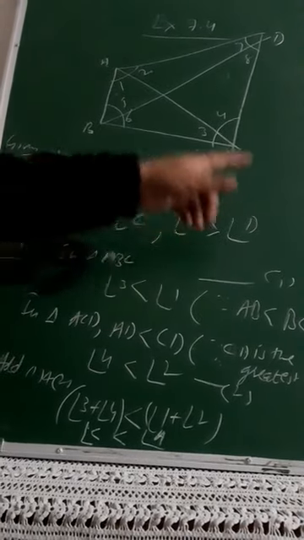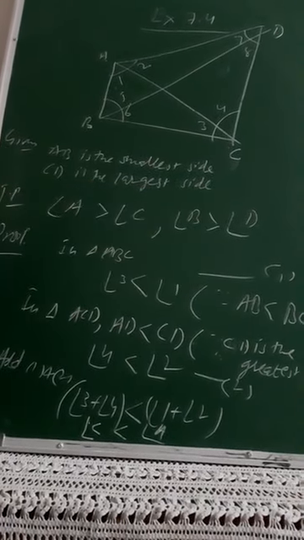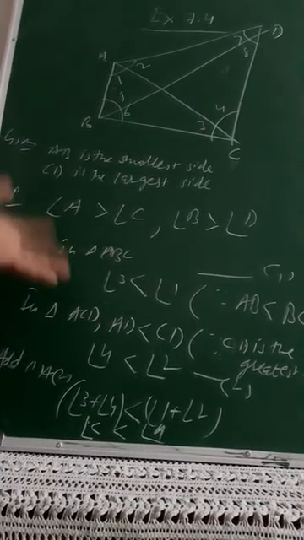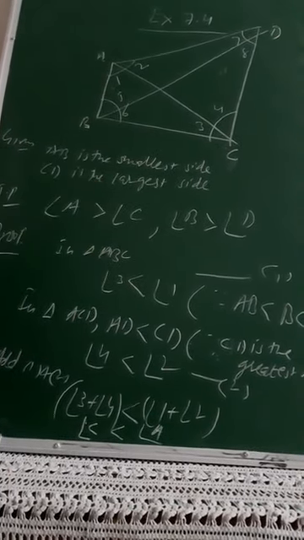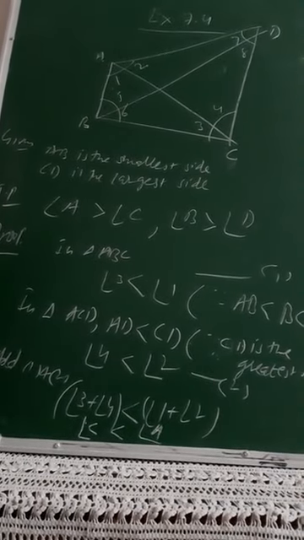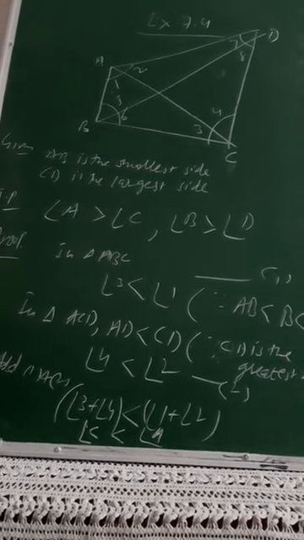Similarly, we can prove angle B is greater than angle D. You have to follow the same manner: get the two equations, add those to find B is greater than D. So that's all about your question number 4.